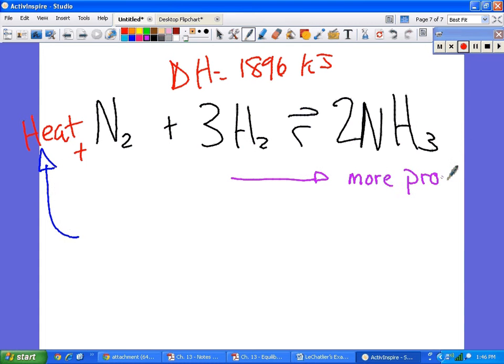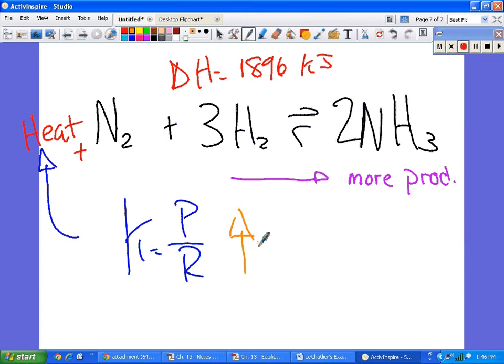This is the most important part. K, we know, is equal to products over reactants. So Patrick, which number is going to increase in this set? On top. So if the on top number increases, then what does K do? K also increases. So if you ever make more product, what does K do? Increase, only when the temperature changes. When the temperature changes, if you make more product, K increases.